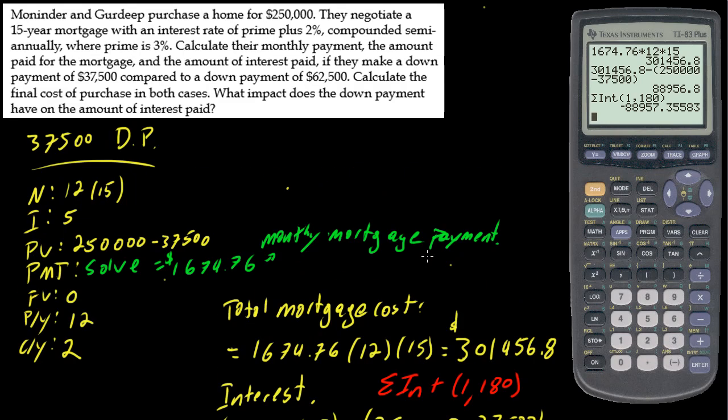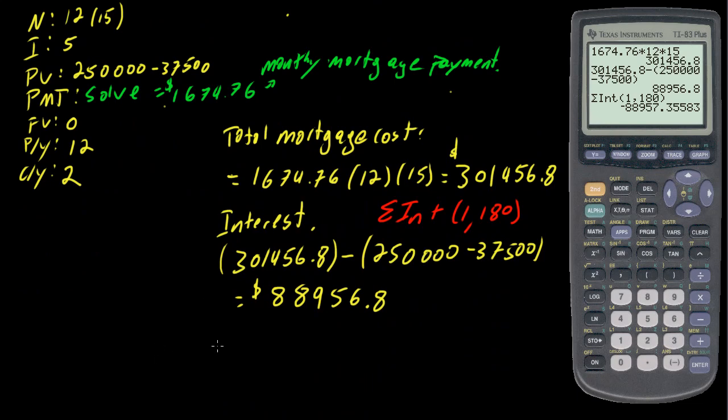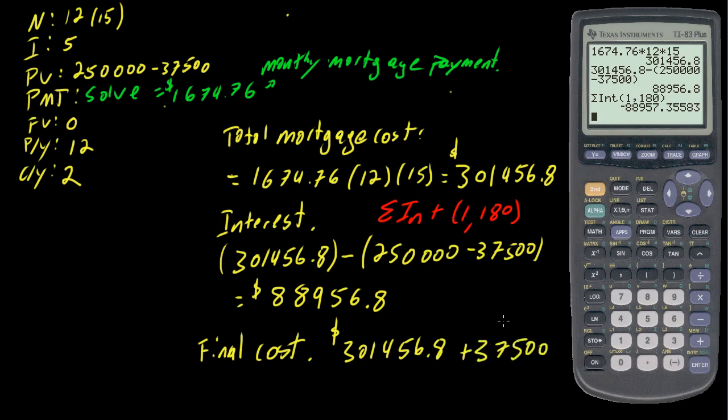Okay, so we got the total paid for the mortgage and the amount of interest paid. Let's actually get the final cost of the home. So let's do one last thing for this one: final cost. Remember, they're going to pay the $301,456.80 no matter what, because that's what their mortgage costs. But in the very beginning, they also put down $37,500 right at the start. So if we want to figure out their total cost, we're just going to add those two numbers together.